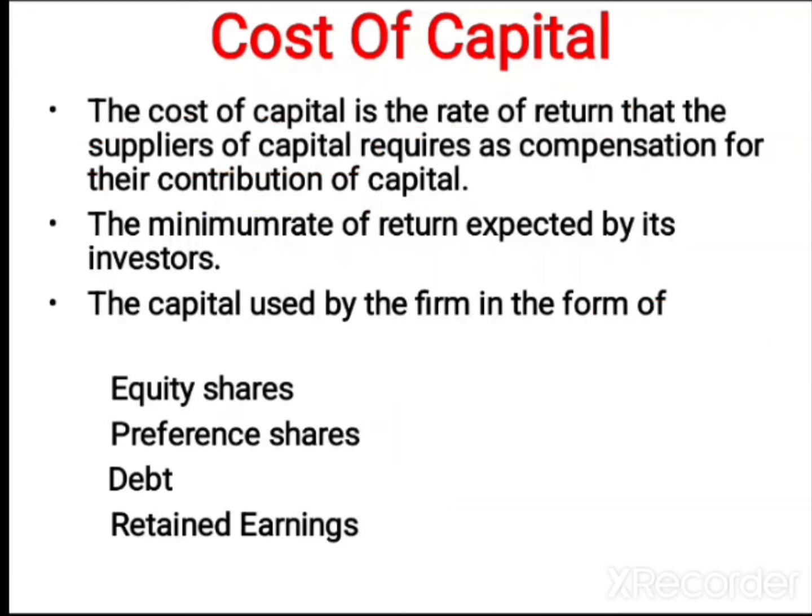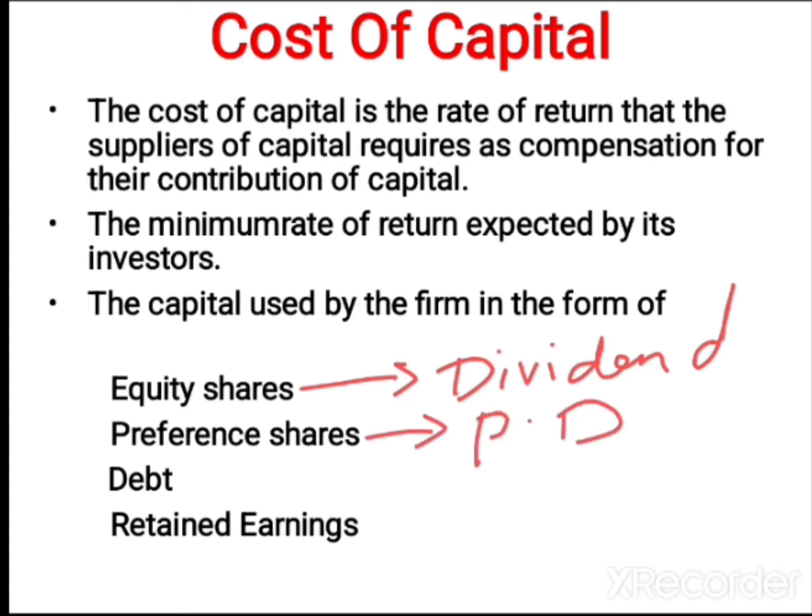The return on equity shares is called dividend, and the return on preference shares is called preference dividend. Return on debt instruments, that is on your debentures or bonds, is called interest rate. And retained earnings are the portion of profit of shareholders itself which is reinvested into the business for future projects.